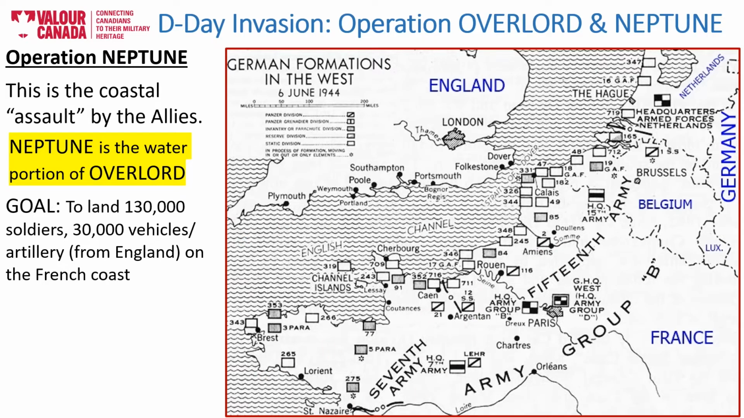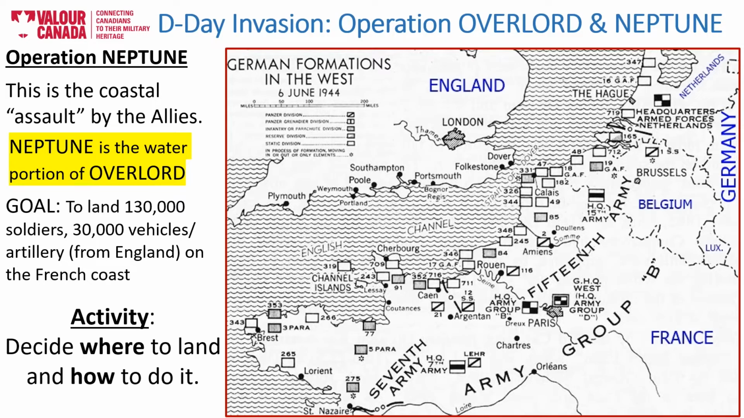Now, I'm not telling you where this is because this is the activity that you're going to complete. Your group is going to need to figure out how you're going to get your soldiers and vehicles and equipment successfully across the channel and safely landed, well, safely as much as possible. You saw those defenses that we were looking at earlier. To safely land them on the coast in order to prepare them to move inland. Okay, so to simplify, where are you going to land and how are you going to do it?